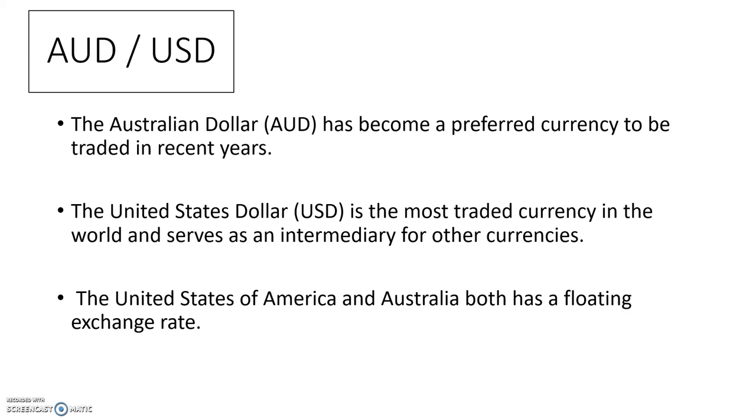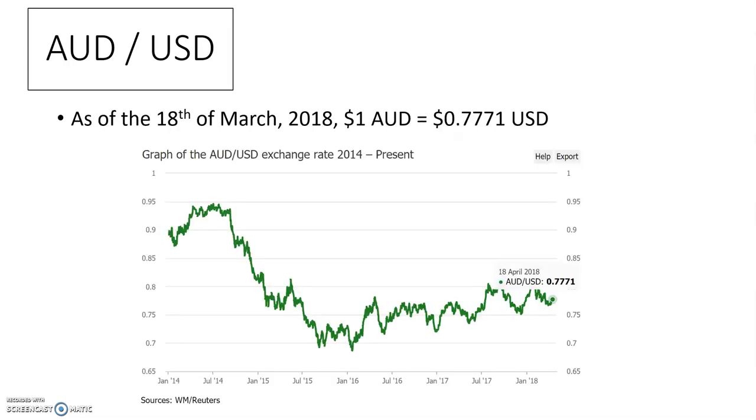The Australian dollar has become a popular currency to be traded. The United States dollar is the most traded currency in the world, and both countries have a floating exchange rate. As of the 18th of March 2018, one Australian dollar is worth 0.7771 US dollars.